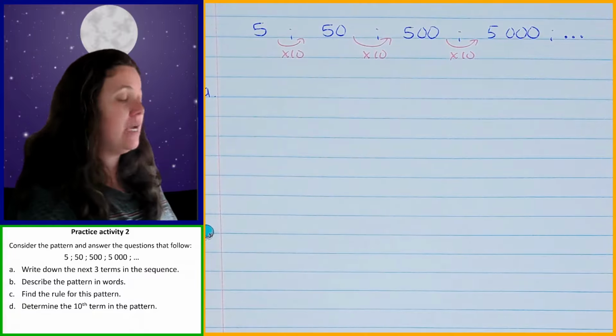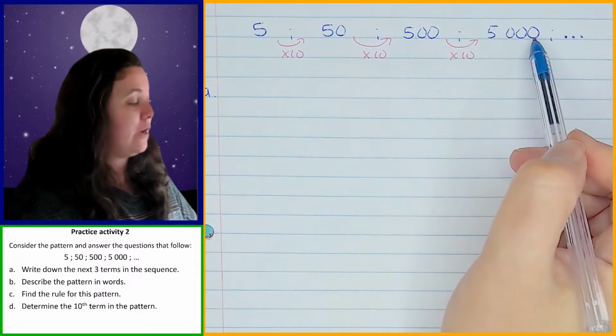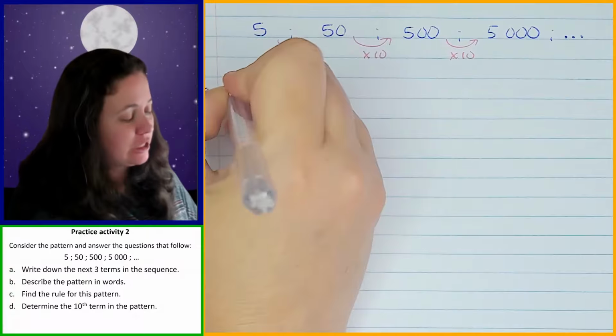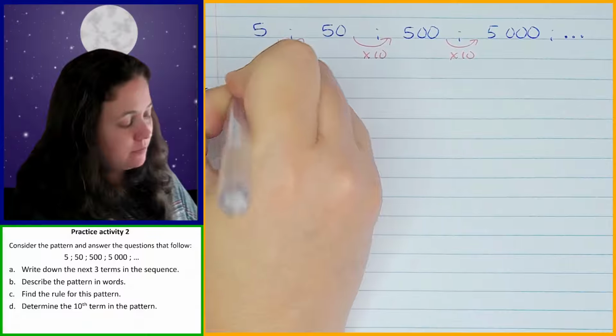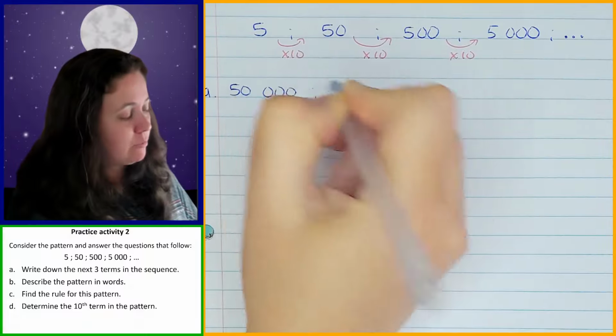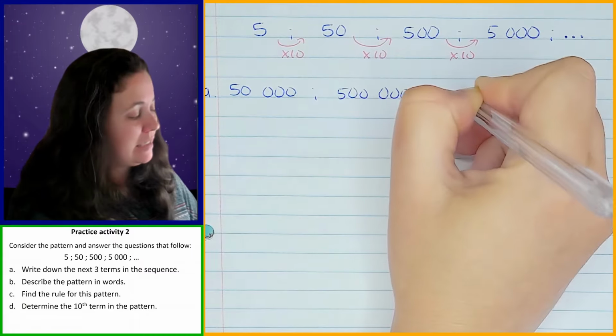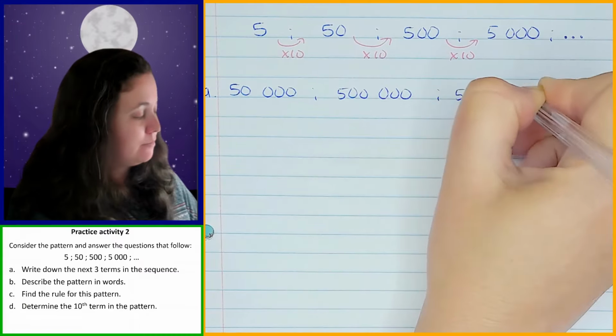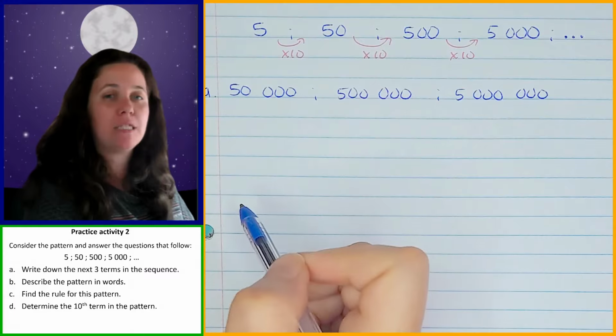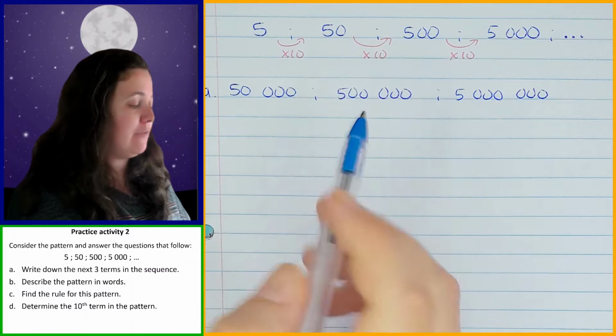So the next three terms are meant to do the same thing. I'm going to take the 5,000 and multiply by 10. That's going to give me 50,000. Then I'm going to multiply by 10 again, and that gives me 500,000. And then I multiply by 10 again, that gives me 5 million. So that's what you should have got for your next three terms: 50,000, 500,000, and then 5 million.